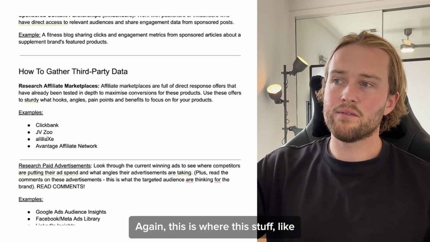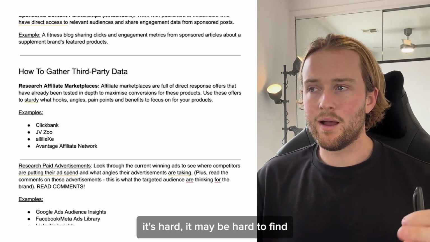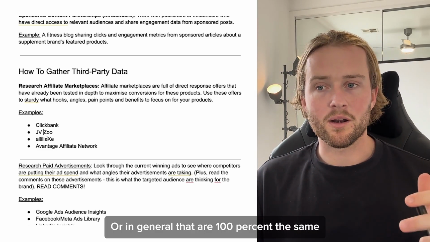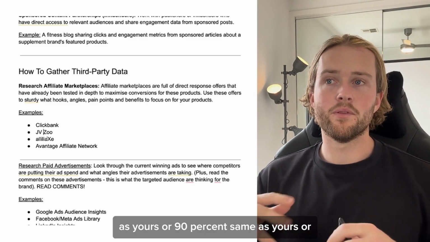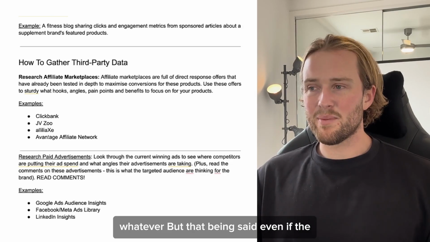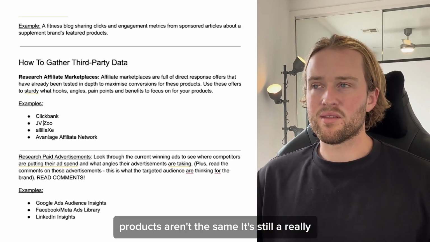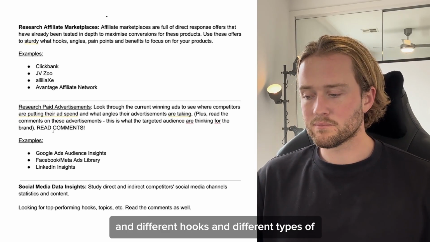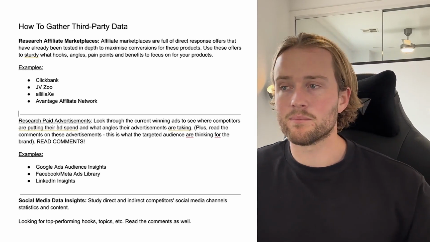Again, this is where it may be hard to find products on these types of websites, or in general, that are 100% the same as yours or 90% the same as yours. But that being said, even if the products aren't the same, it's still a really cool place to look for different angles and different hooks and different types of marketing that you should be considering.